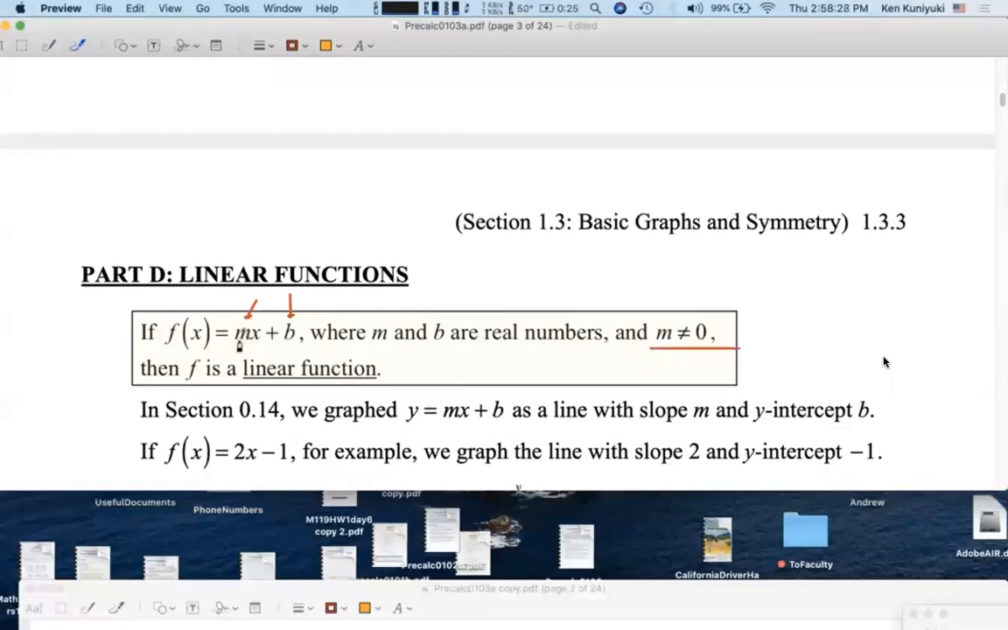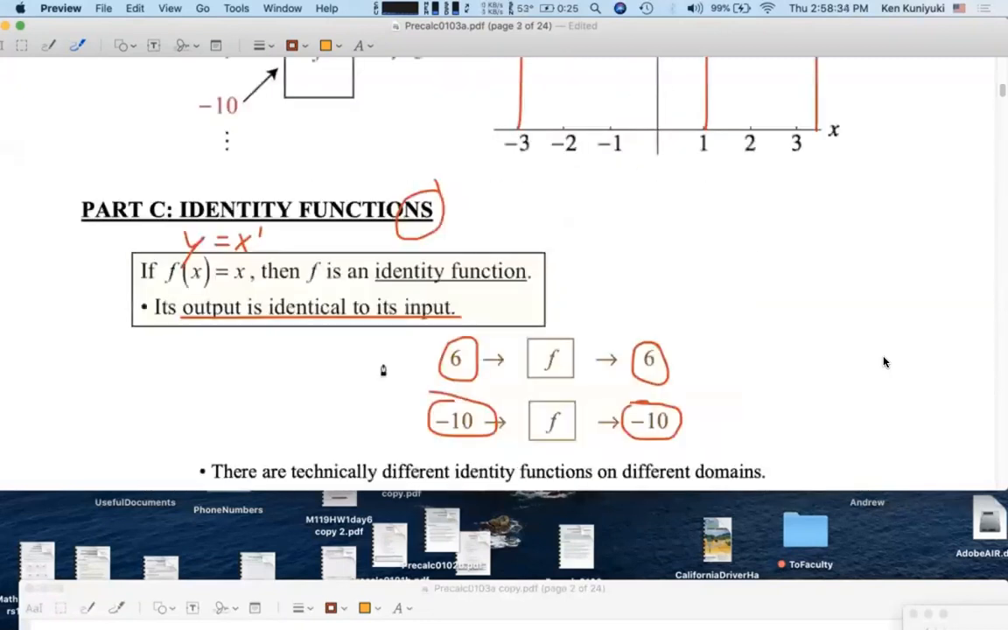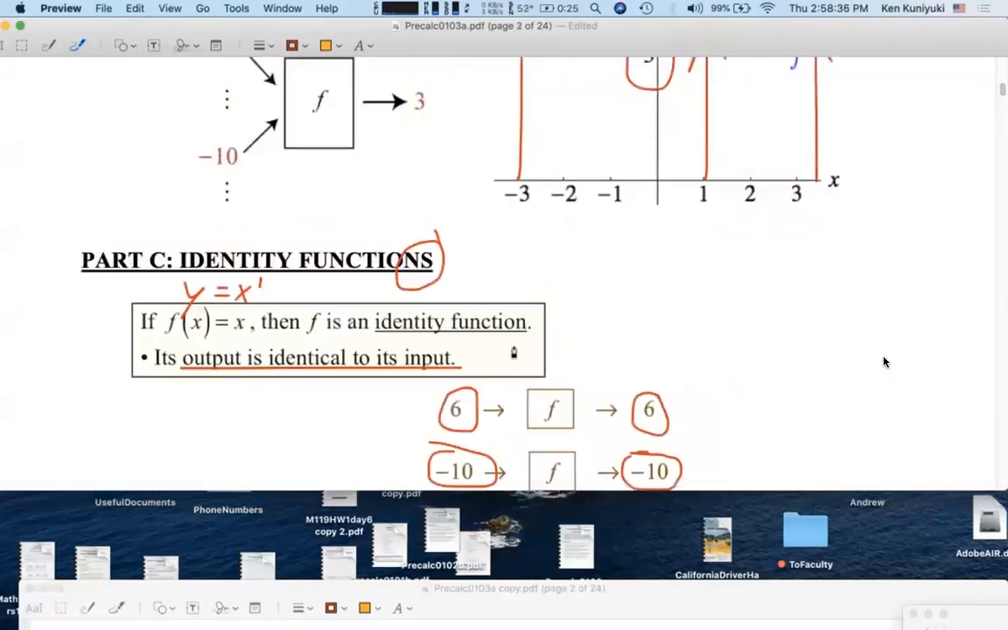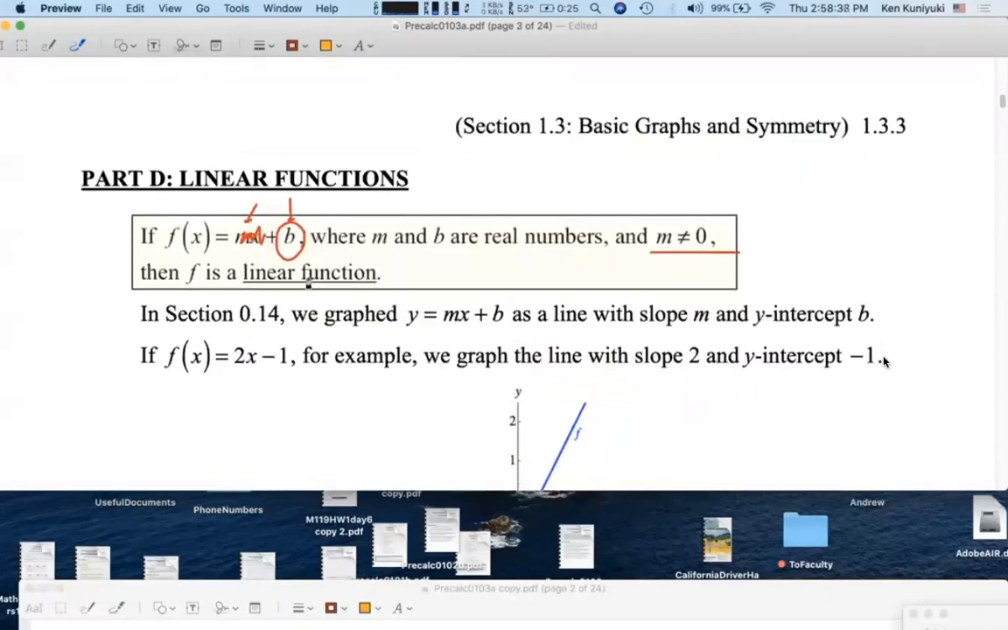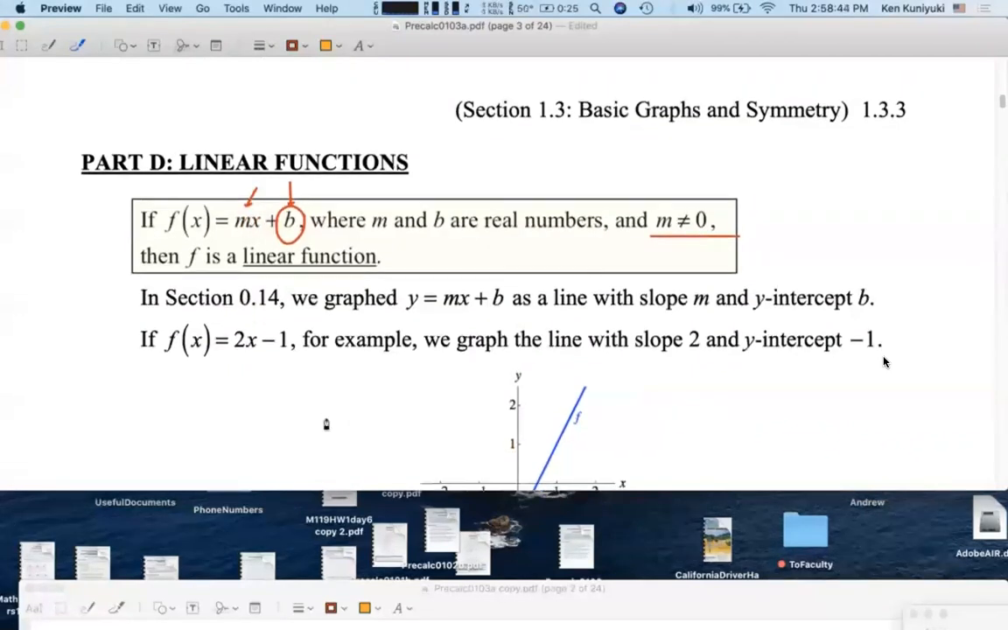If m is 0, you're just left with what kind of function? A constant function. And then you're back to this horizontal line here, right? That kind of horizontal line. So for a bona fide linear function, we assume that the leading coefficient m is not 0. And we saw a lot of these in section 0.14. Remember? We graphed a whole bunch of lines.